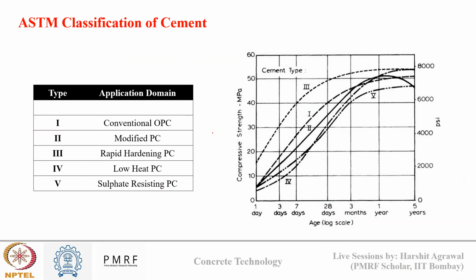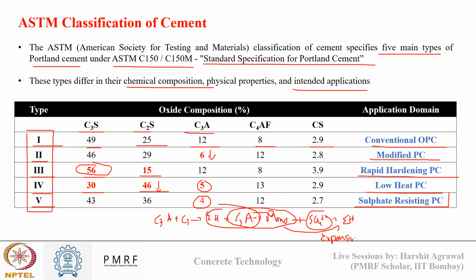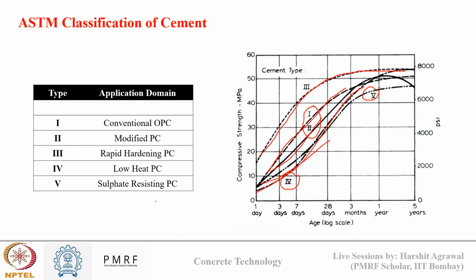If you see here, it shows the strength gain pattern of all these five types of cement. This is rapid hardening cement, which gains strength quickly over time. This is my normal Portland cement. This is my modified Portland cement, which is very close to the normal Portland cement. This is slow strength gain cement, where there was high C2S content, and this is super sulfate resisting cement, where there was also a little drop in C3S content. That's why strength gain is slower. So these are the five types of cement and how they gain strength over time.